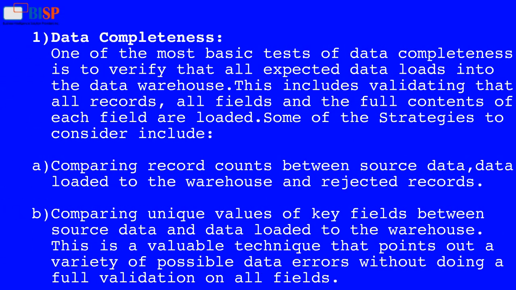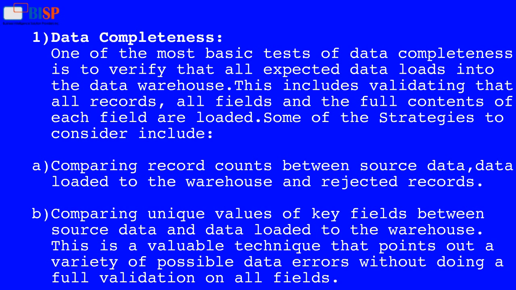1. Data completeness. One of the most basic tests of data completeness is to verify that all expected data loads into the data warehouse. This includes validating that all records, all fields and the full contents of each field are loaded. Some of the strategies to consider include: A. Comparing record counts between source data, data loaded to the warehouse and rejected records. B. Comparing unique values of key fields between source data and data loaded to the warehouse.